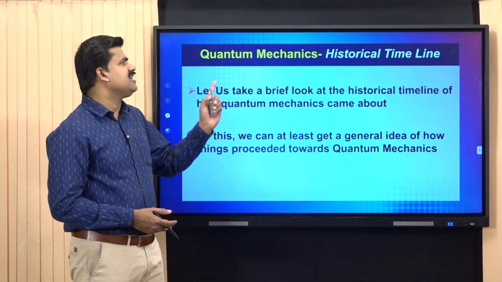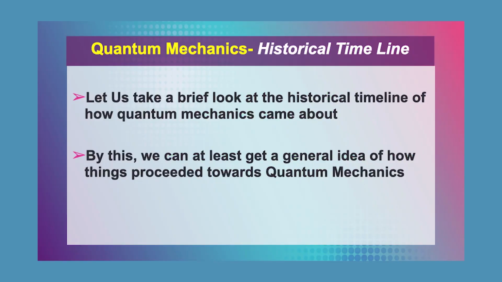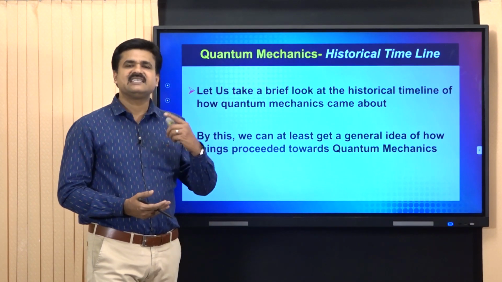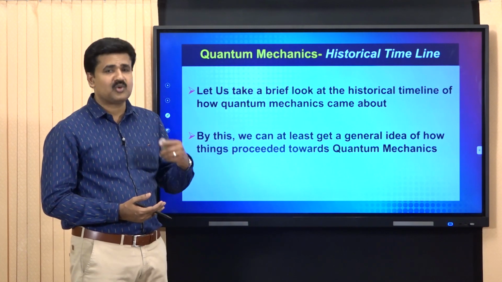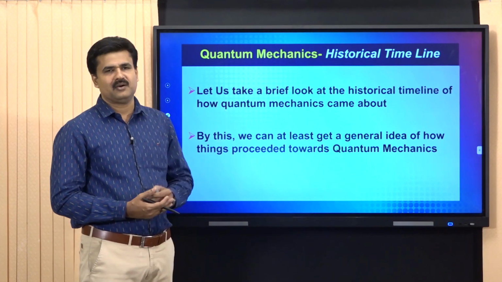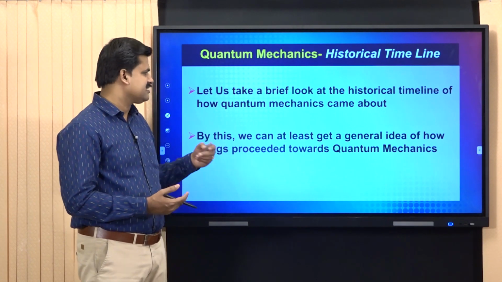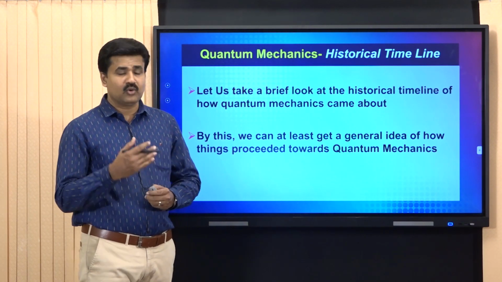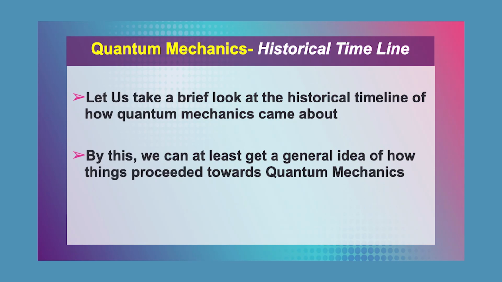Now, we can move on to a historical timeline in quantum mechanics. Let us take a brief look at the historical timeline, how quantum mechanics came about. By this scanning, we can at least get a general idea of how things proceeded towards quantum mechanics.